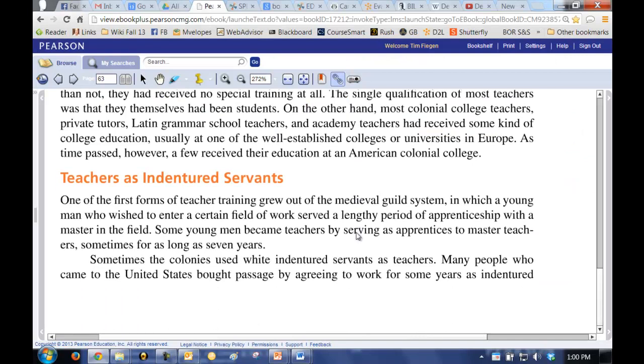Teacher indentured servants, and again, one of the first forms of teacher training in the medieval guild system was that a young man who wished to enter a certain field of work served lengthy periods of apprenticeship with a master in the field. Some men became teachers by serving as apprentice to master teachers for as long as 7 years, but sometimes they kind of used white indentured servants. Okay, and I would think that's offensive, because normally you don't think of that, but yes, many people who came to the United States bought passage by agreeing to work for some years.